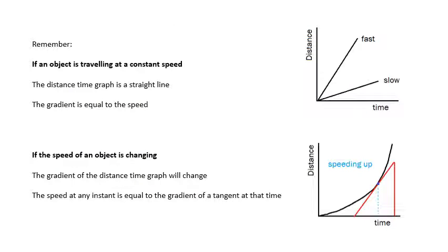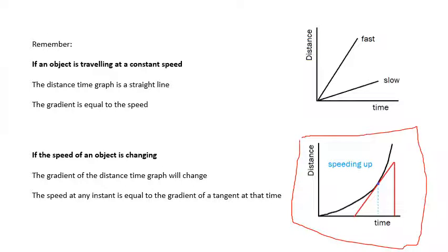So remember, if an object is traveling at a constant speed, then the distance time graph is a straight line and the gradient is equal to the speed. If the speed of an object is changing, then the gradient will change. And if you want to know the speed at any instant in time, then you draw a tangent and get the gradient of the tangent. And this is what the graph looks like if something is speeding up. Yes, the gradient is getting bigger. The gradient is increasing.